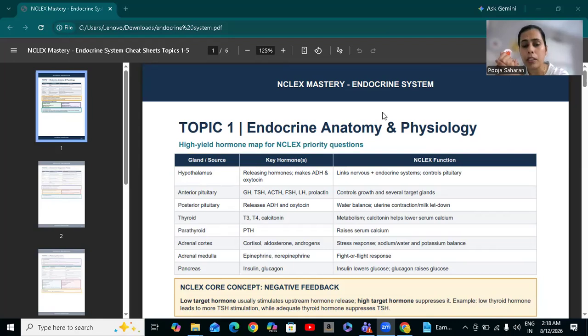Don't worry. So first, the hypothalamus, the headmaster gland, secretes releasing hormones, is related to the nervous and endocrine systems, and its basic function is controlling the pituitary gland. Second one is the pituitary gland, that is the master gland. The anterior portion secretes growth hormone, thyroid stimulating hormone, ACTH, follicle stimulating hormone, LH, luteinizing hormone, and prolactin.